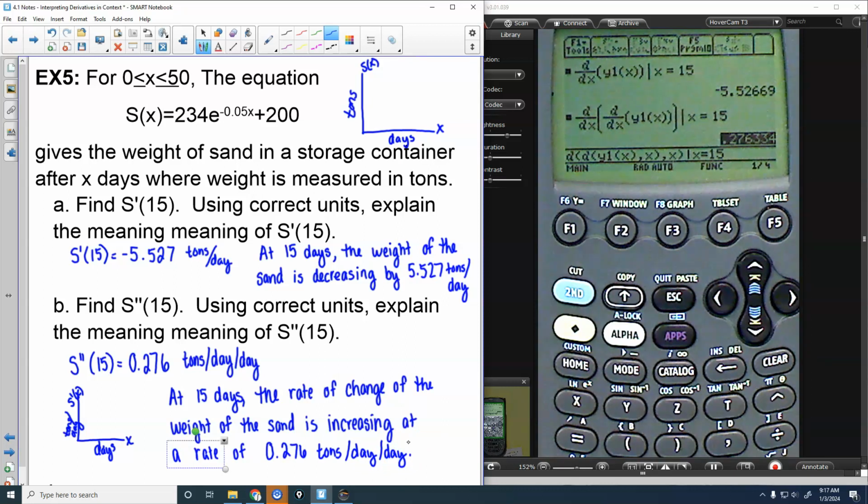So anytime you're doing a second derivative, assuming that the first derivative was just the amount, you're doing the rate that the rate is changing. Here, this was just a straight rate, right? We had S, the weight of the sand, was changing at a rate of 5.527 tons per day. This is the rate of the rate.